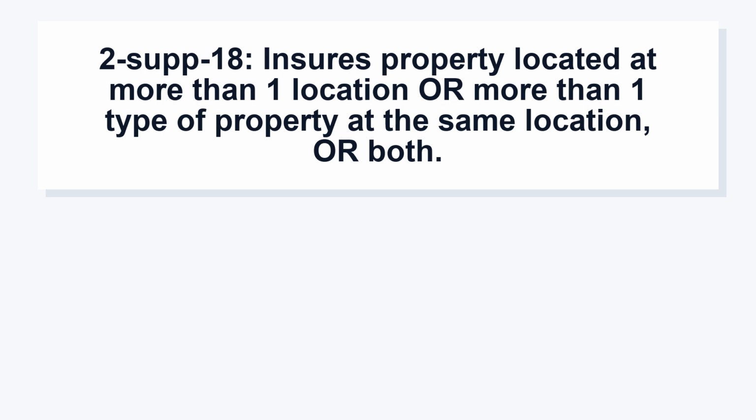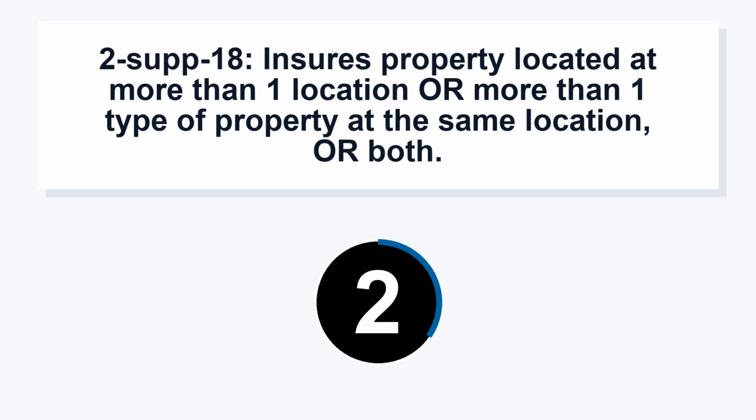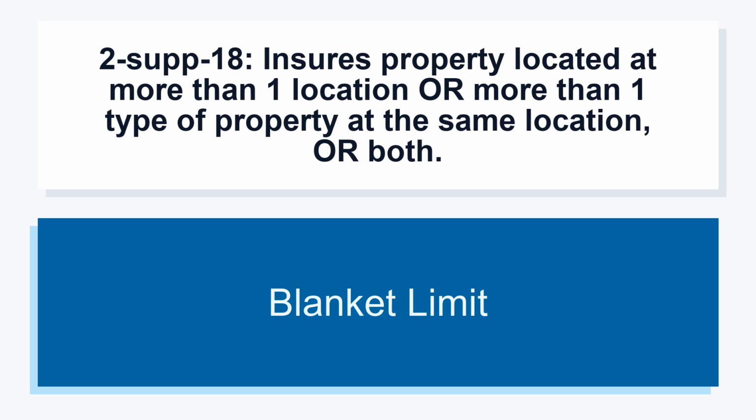2 Sup 18: ____ insures property located at more than one location or more than one type of property at the same location, or both. Blanket limit.